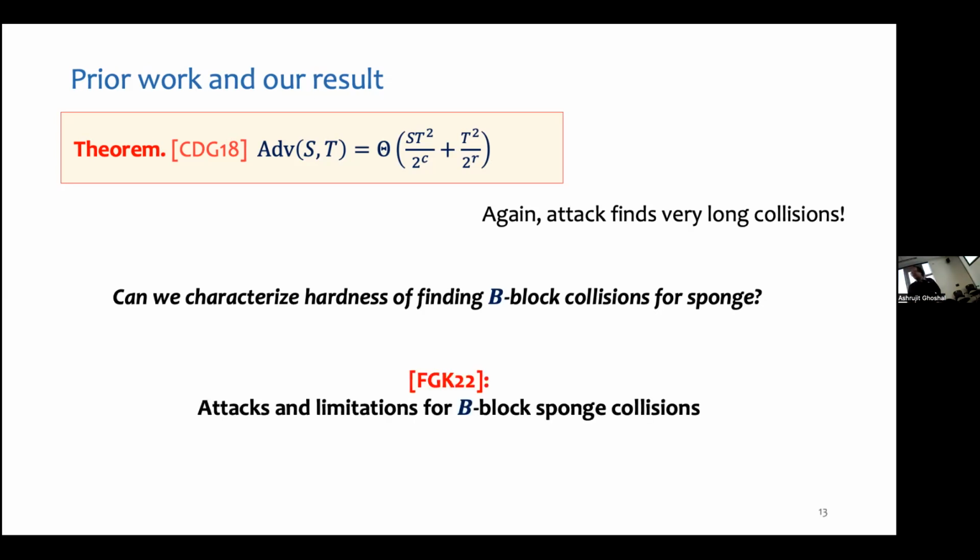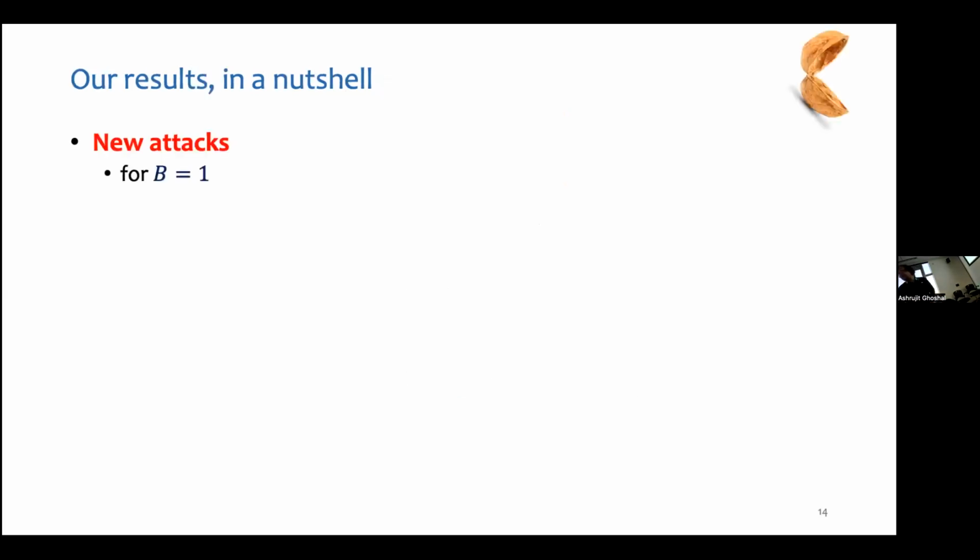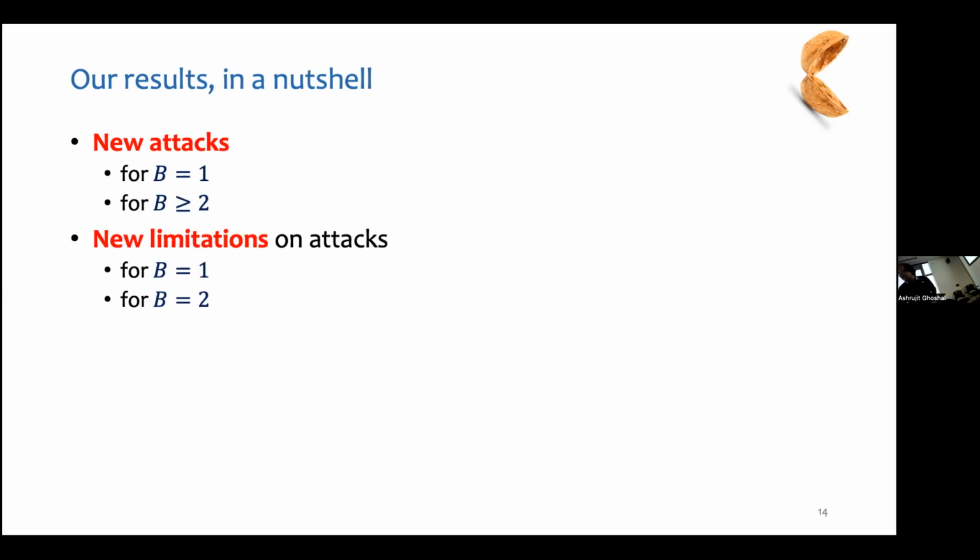So in a joint work with Cody Freitag and Ilan Komargodski, we gave new attacks and proved limitations on best possible attacks for finding B-block collisions in the sponge construction. In a little more detail, we gave a new attack for finding one block collisions and a generic attack for finding collisions of length 2 or more, and proved limitations on finding 1 and 2 block collisions.